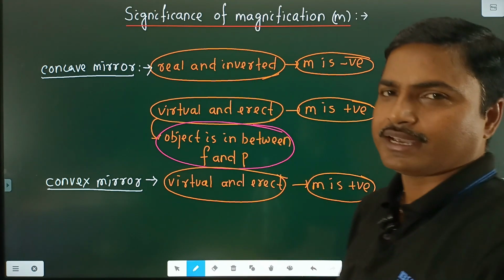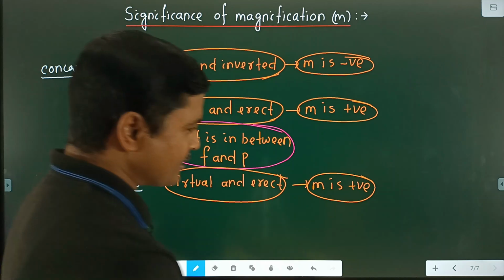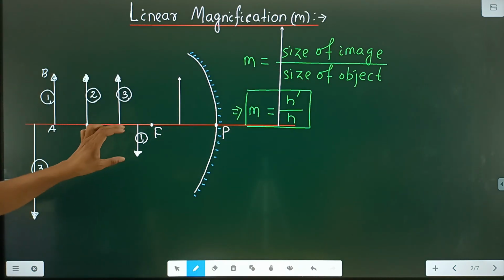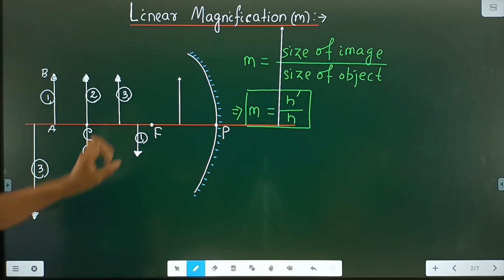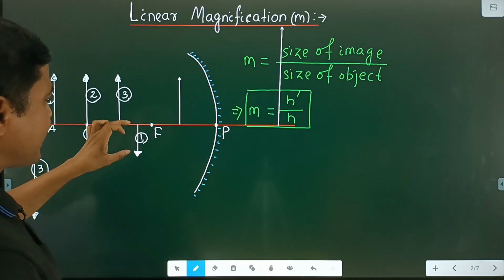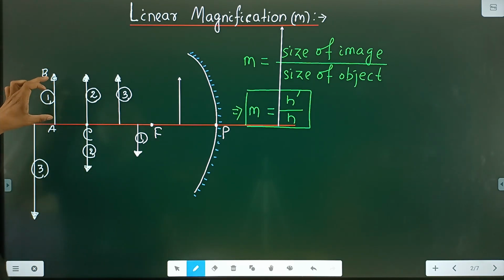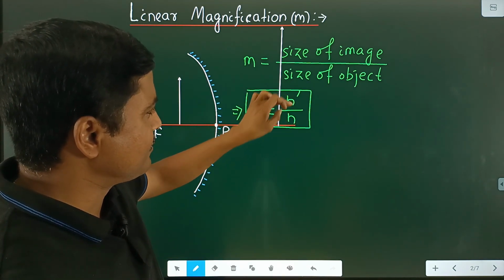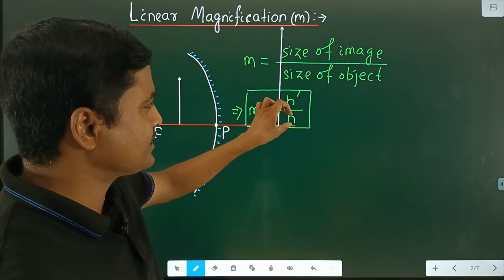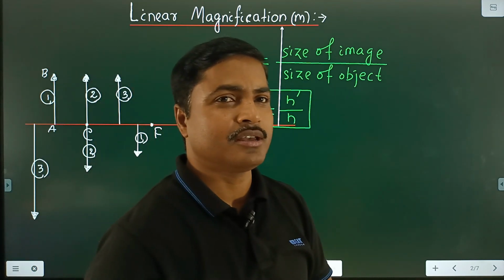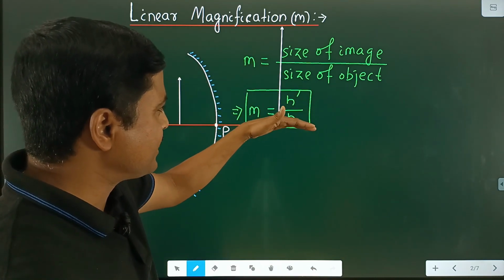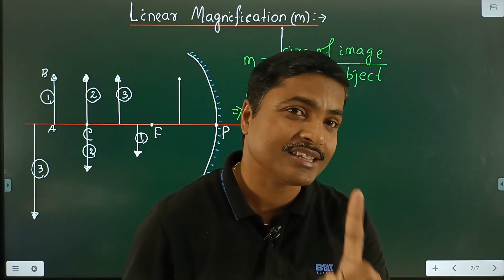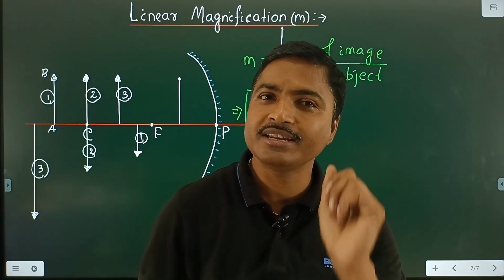Clear? Again, look at the figure. In first case, a diminished image is formed. Diminished image means size of image is less as compared to the size of the object. Size of the image is small divided by size of object, which is greater. That means a small quantity divided by a greater quantity. So magnitude of the magnification is less than 1 in case of diminished image.